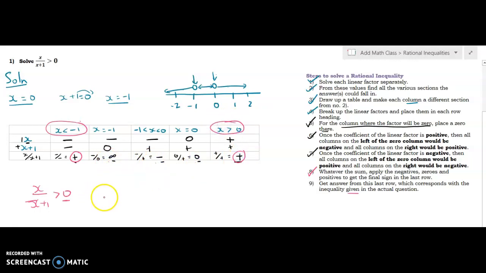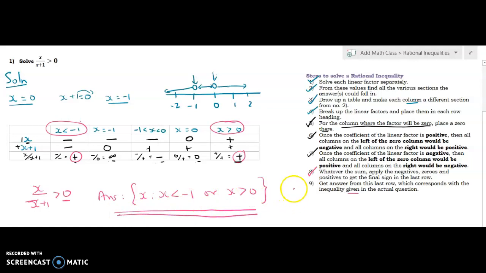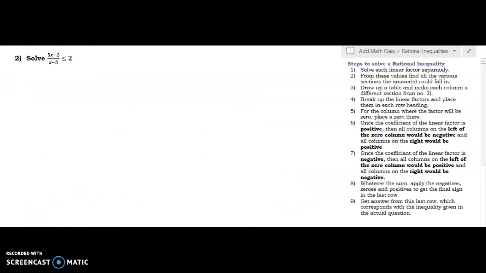So then, everyone, I can say the answer is x such that x is less than minus 1 or x is greater than 0. That, everyone, is the answer to my first question. I hope that you understand. So now we're on to our second sum, right?